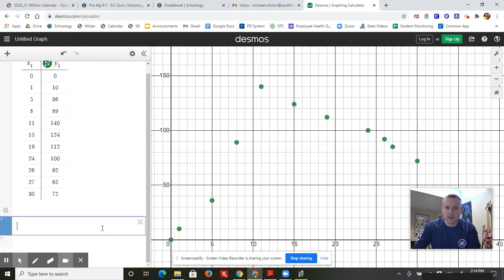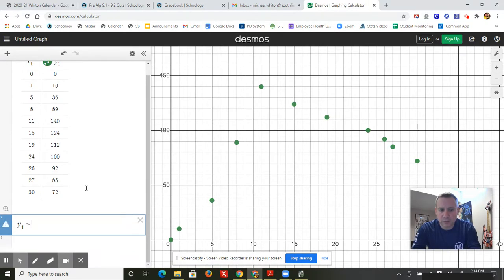Since we do believe that it is a quadratic equation, what I want to do is type in Desmos here. Here's how you're going to do it. Standard form or general form for a quadratic is ax squared plus bx plus c. Since we want to use these data points, the y1 and the x1, we're going to tell Desmos to use those by typing y1, and then there's a symbol next to the 1 on the very top left, called a tilde. It looks like a little single squiggly. You have to find that.